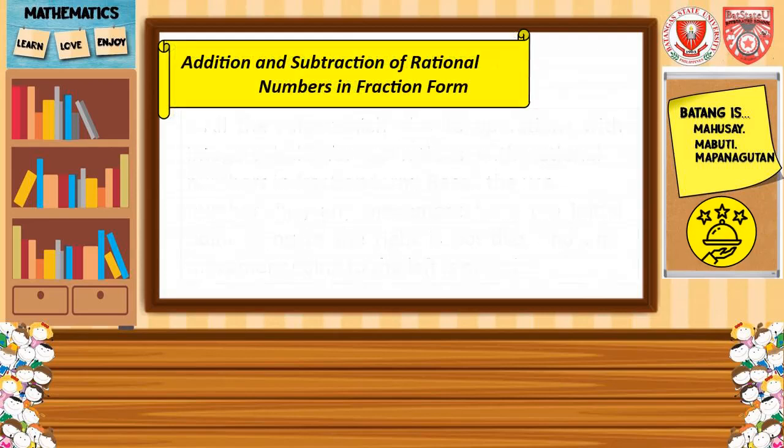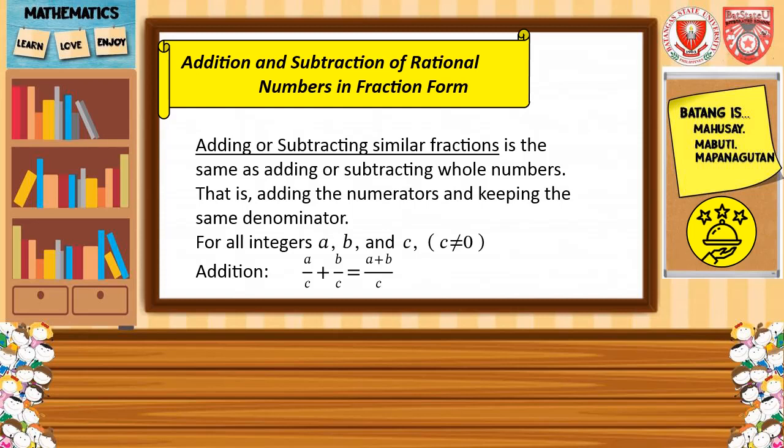Addition and subtraction of rational numbers in fraction form. Adding or subtracting similar fractions is the same as adding or subtracting whole numbers. That is, add the numerators and keep the same denominator. For all integers a, b, and c, where c is not equal to 0, a over c plus b over c is equal to a plus b over c.